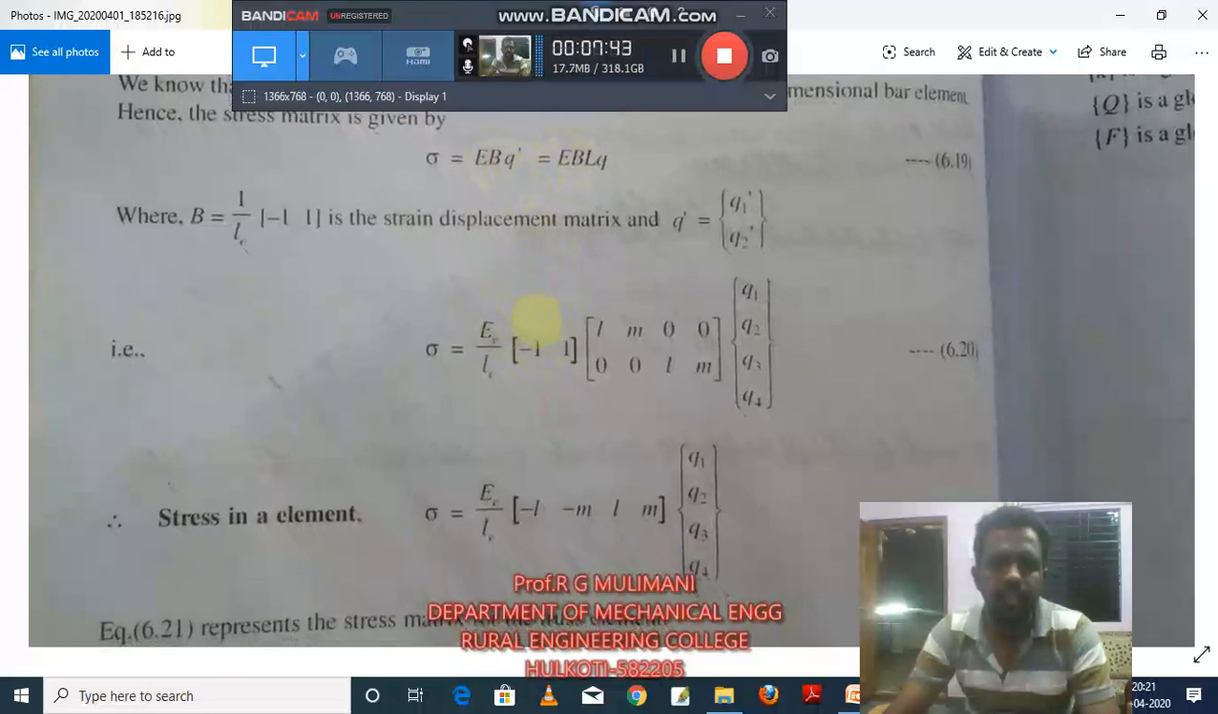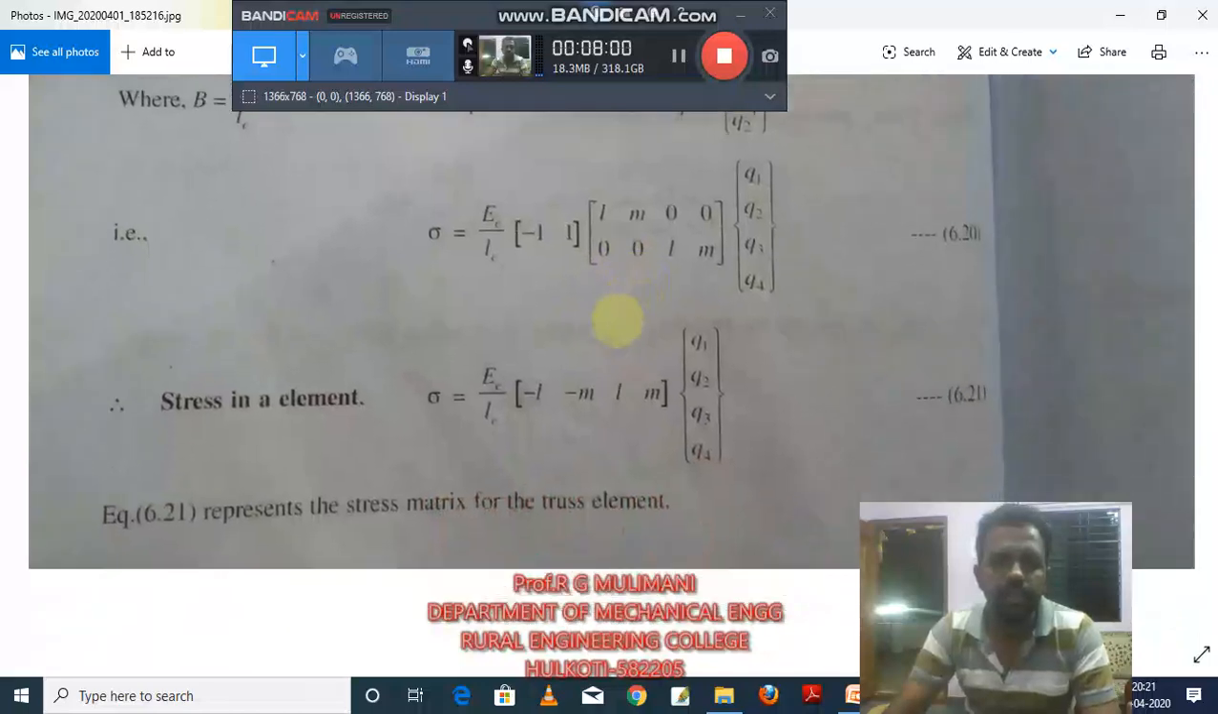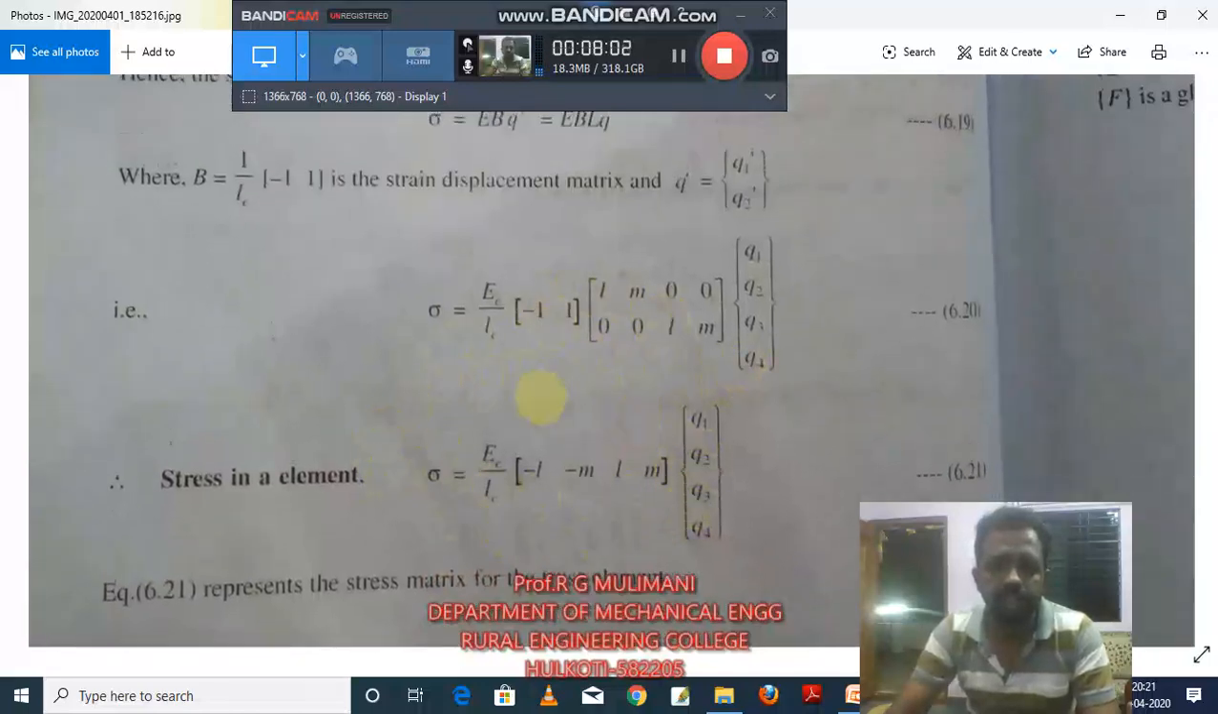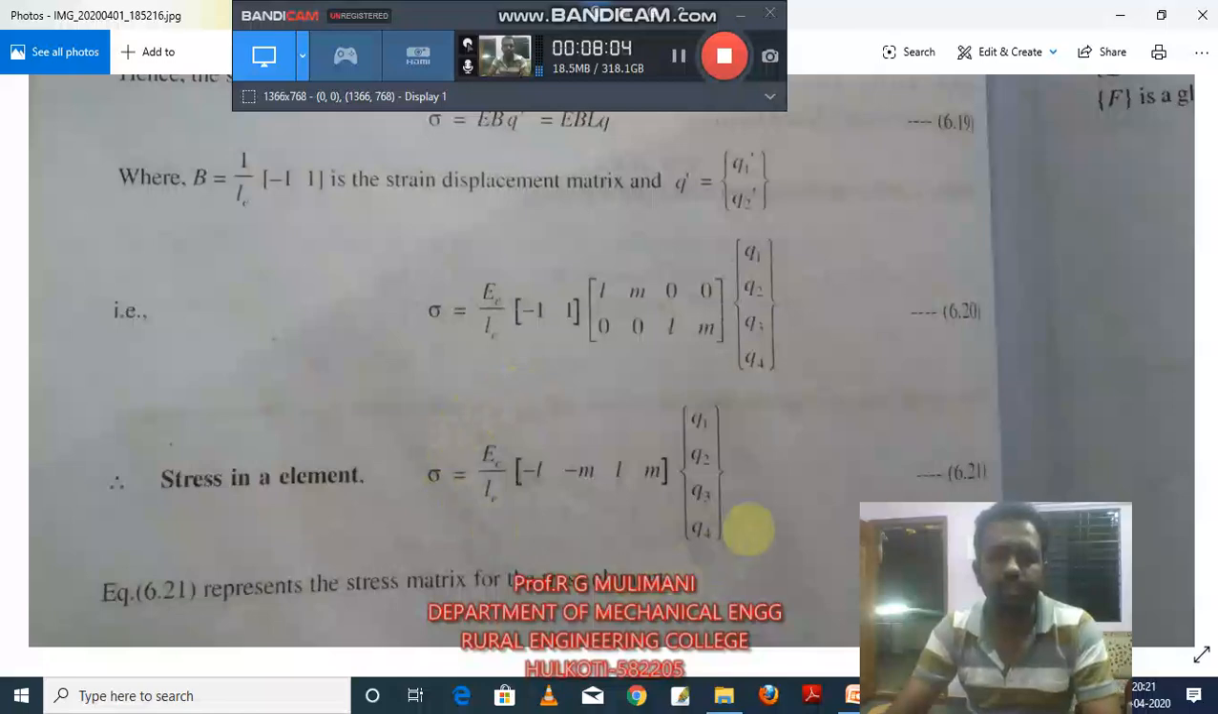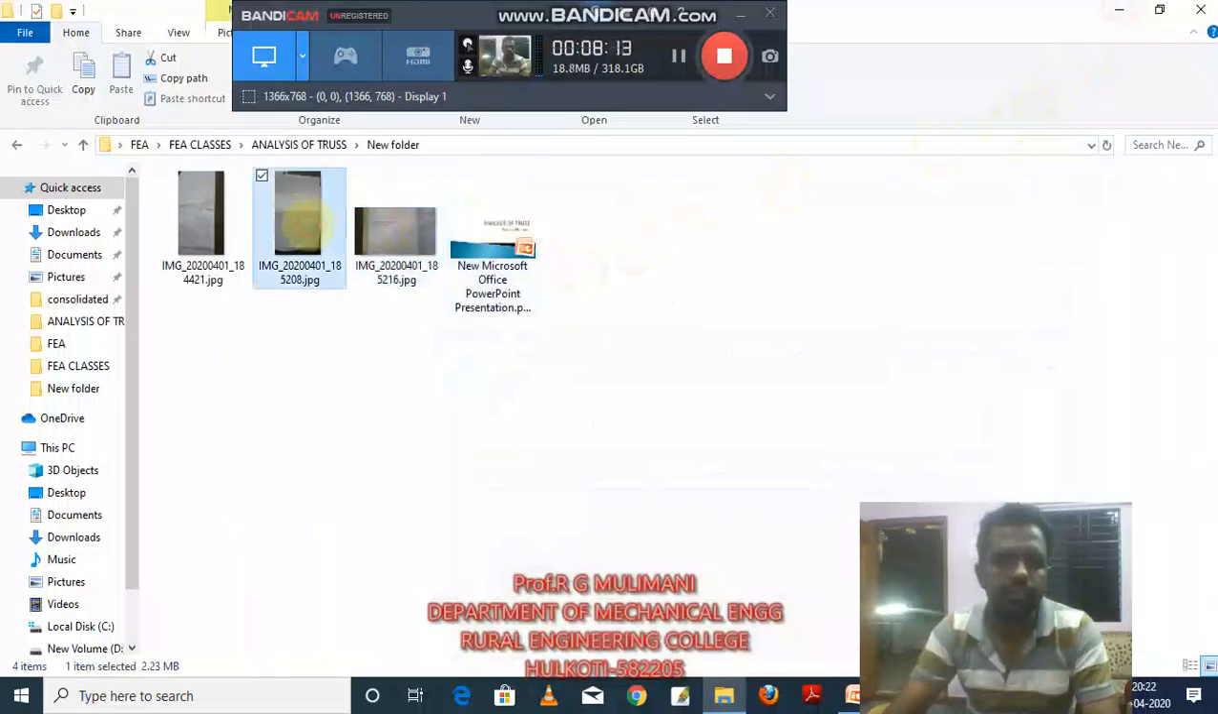We already know that B is equal to 1 by LE times [minus 1, 1]. E is written as E only. B is 1 by LE [minus 1, 1]. What is L here? L, M, 0, 0. It is the transformation matrix. And what is Q? It is the displacement values. Simplifying this, this is the stress equation for the truss member. So this is the stress in the truss element.